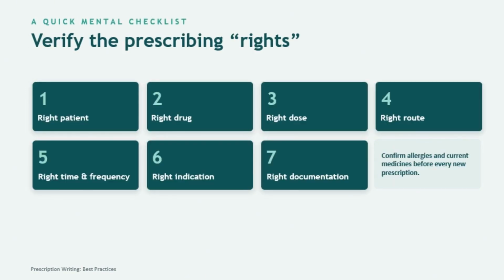Here's a quick mental checklist you can run in a few seconds before any prescription. The prescribing rights: right drug, right dose, right route, right time and frequency, right indication, and right documentation. 7 quick checks. And there's an 8th habit I want you to build in every single time.